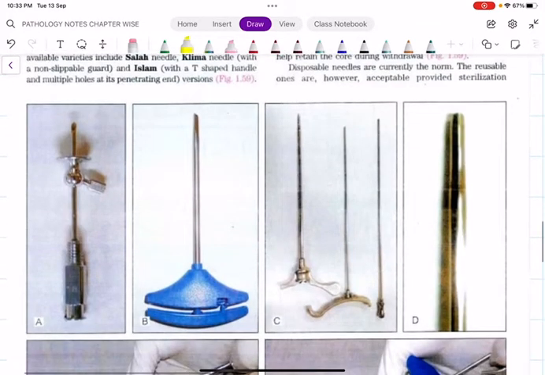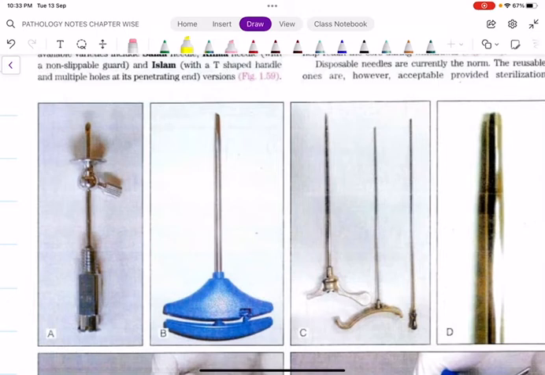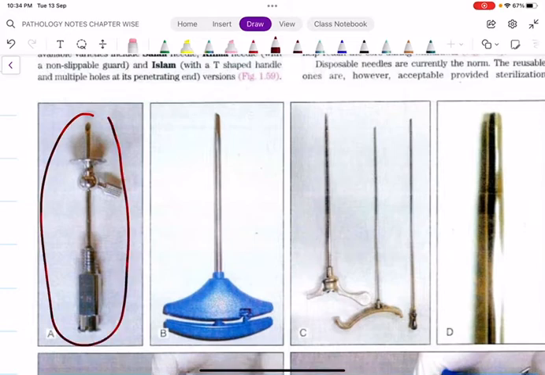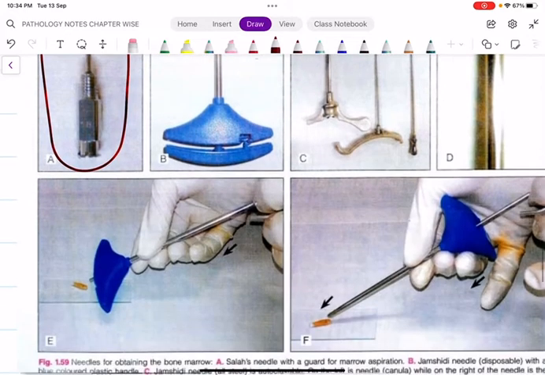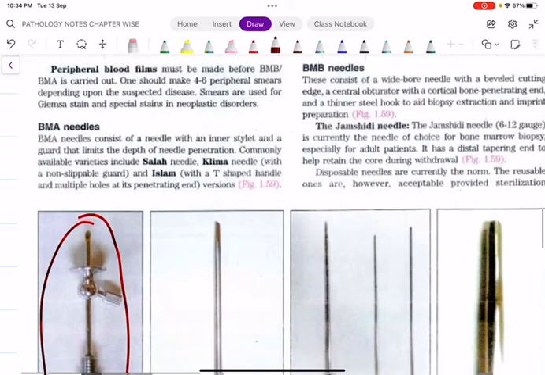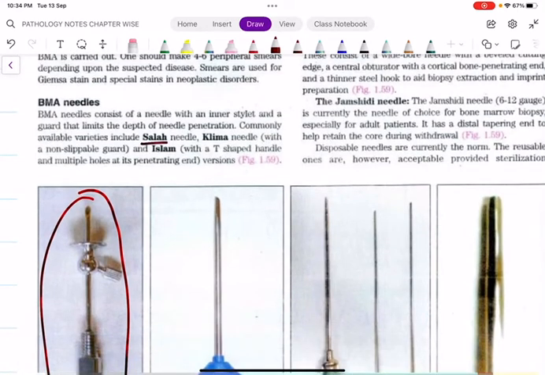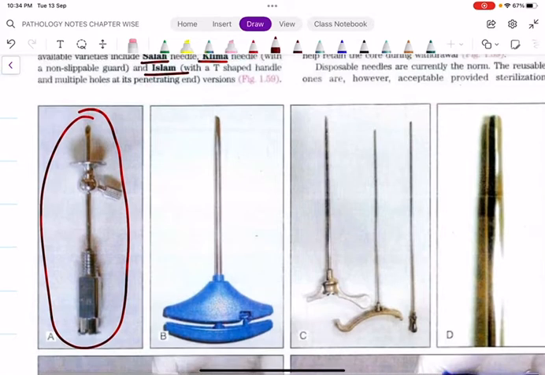Very first, you can see a needle here. I am not drawing anything. I think you can very well observe this needle. This needle is what we call Salah. Salah, Klima and Islam. Remember these three. The needle shown here is Salah.